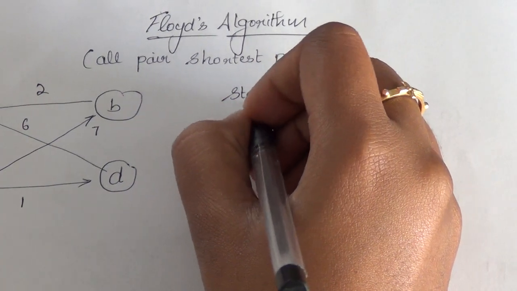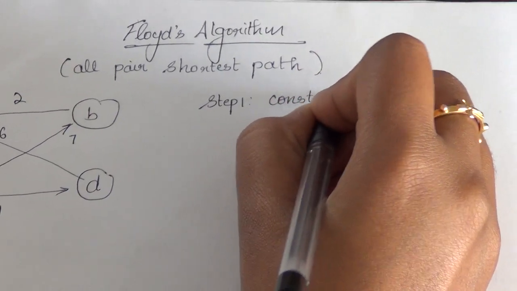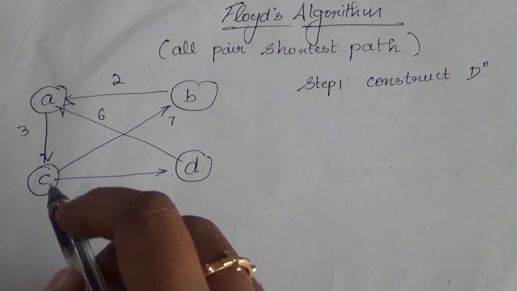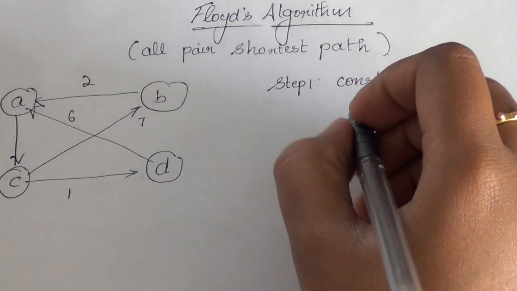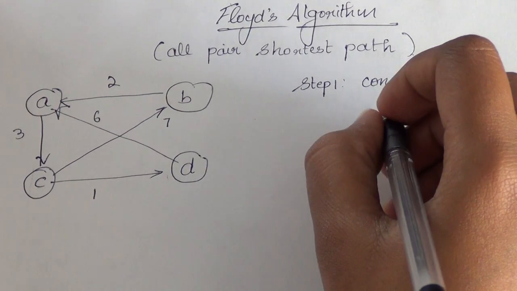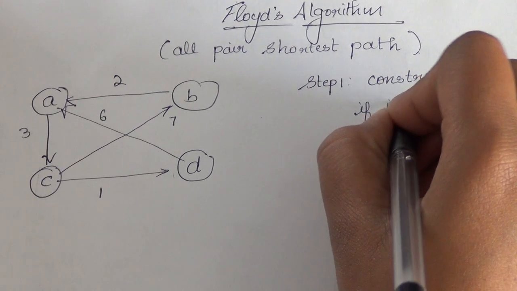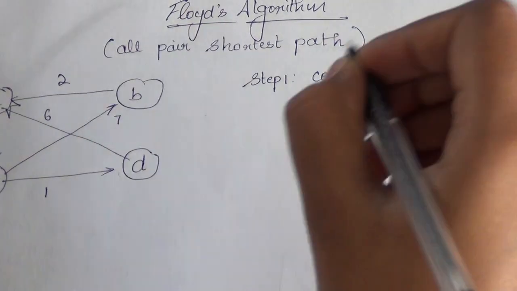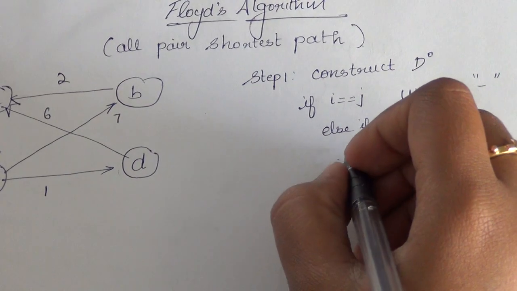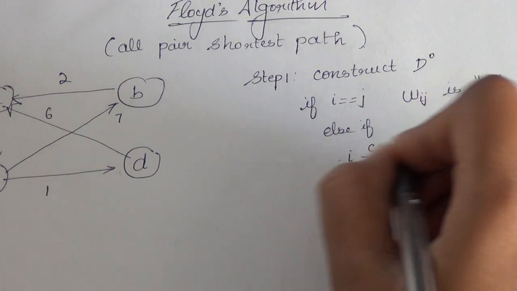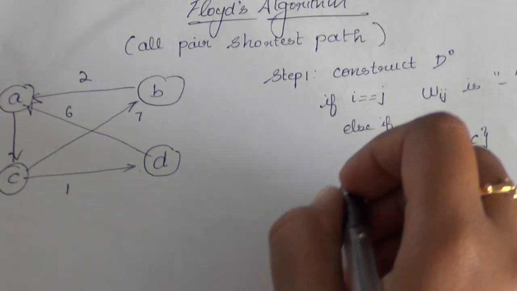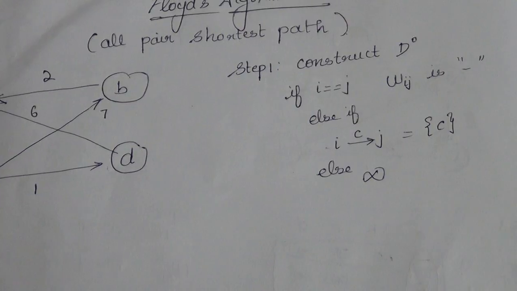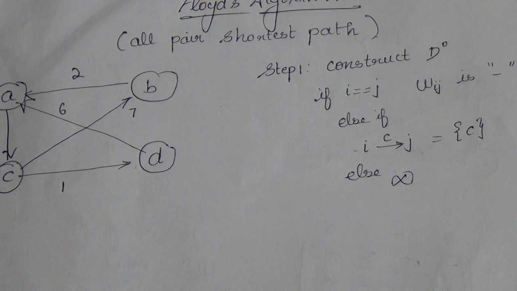Step one will be construction of D0, which is nothing but a matrix. This matrix is based on the number of nodes. If there are 4 nodes, then it will result in a 4x4 matrix. The values in the matrix will be filled according to these conditions. If I is equal to J, then the weight will be represented as nil. Else, if there is some cost between the I and J node, then that cost will be represented in the weighted matrix. Else, if there is no cost, then it is represented as infinity. So for now, we will construct the D0 matrix.